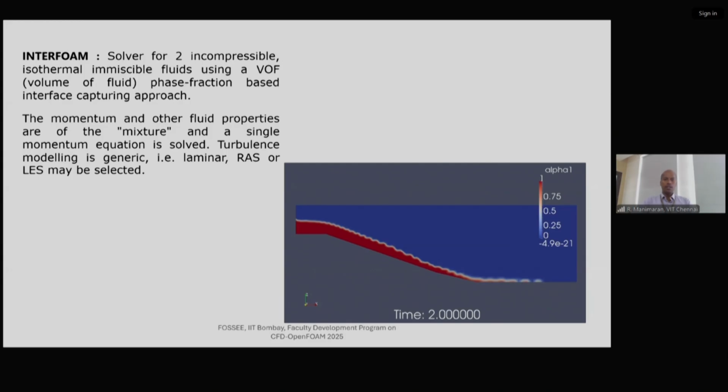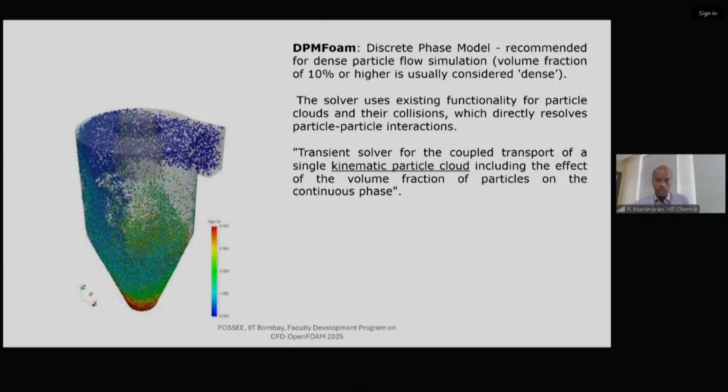Turbulence modeling is generic; you can use laminar, Reynolds-averaged models, and large eddy simulation. Next we come to DPMFoam, which is especially for dense particle flow simulation with a volume fraction of 10% or higher, where the particle fraction is more than 10%.